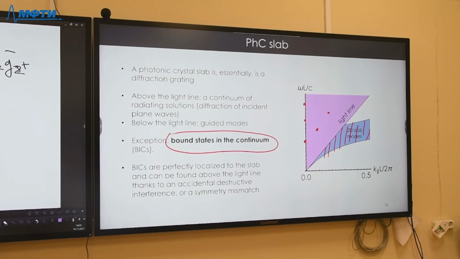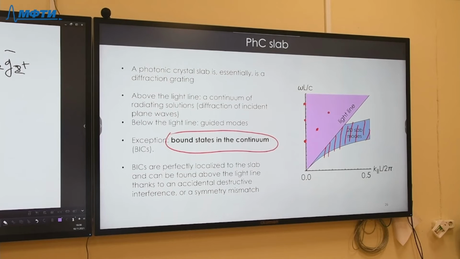These are peaks that you may be familiar with. And these peaks typically appear for one of two reasons. Either there is an ideal destructive interference between radiation going into the surrounding medium, and when this interference becomes ideally destructive, there is no radiation, the mode doesn't carry energy away from the resonator, it becomes ideally confined to the slab, and it can exist with infinite lifetime above the light line.